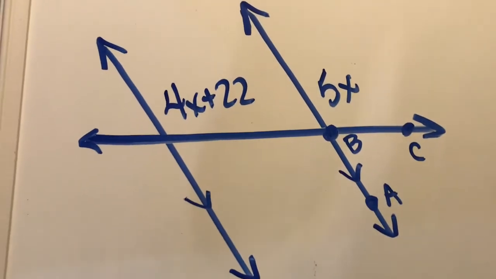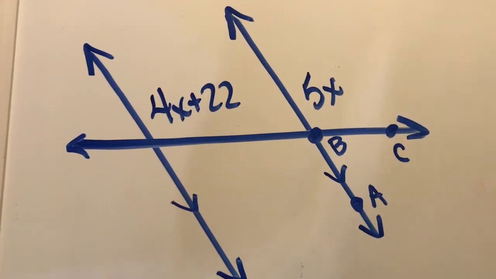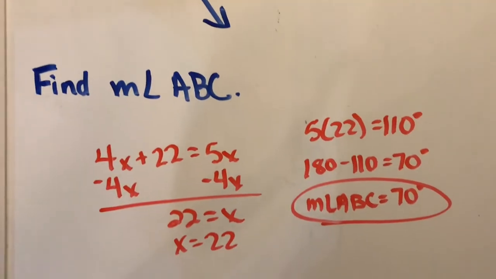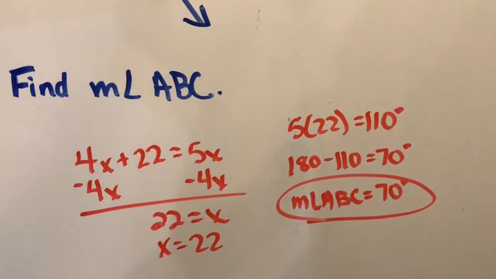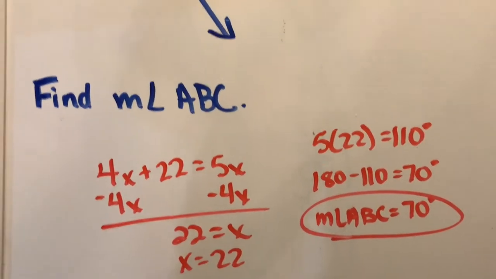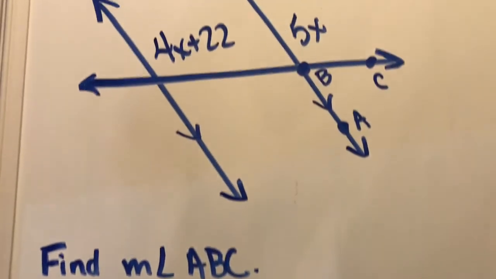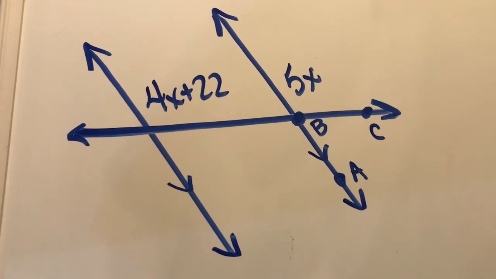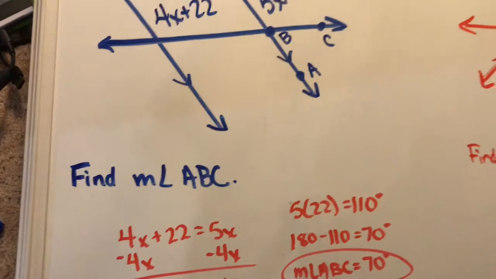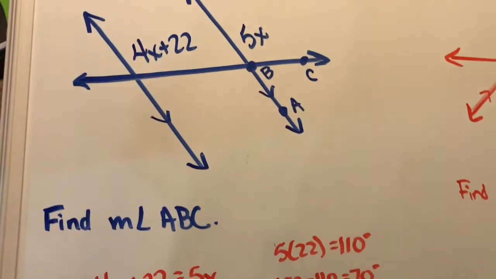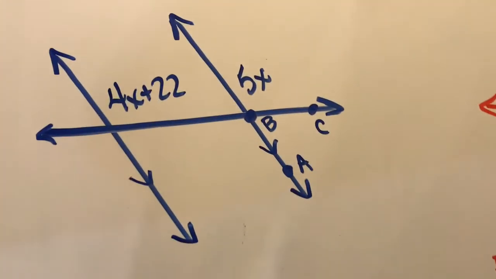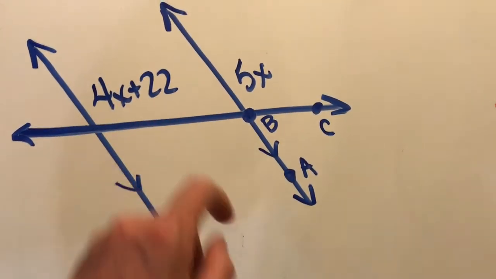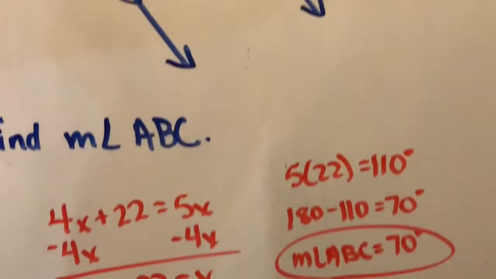So for this problem, the two labeled angles are corresponding, so we're going to set them equal to each other. Okay, and then we solve and we get x is equal to 22. And then we need to plug the 22 back in to one of them. Okay, and we get 110. But the problem is asking us for the measure of angle ABC. So if this angle is 110, then this angle has to be 70 because they are supplementary.